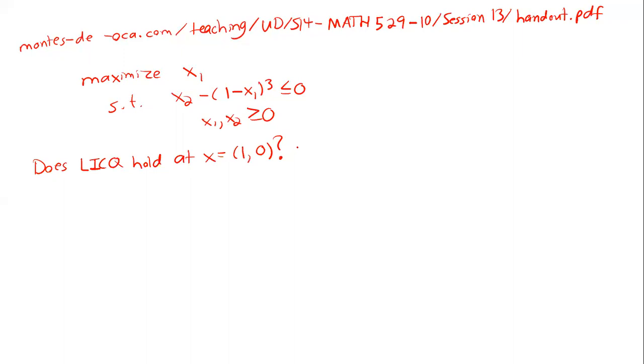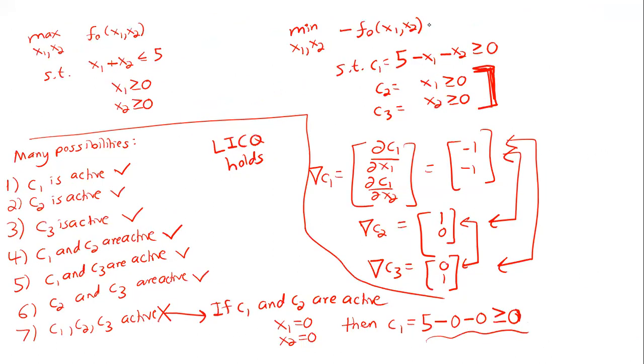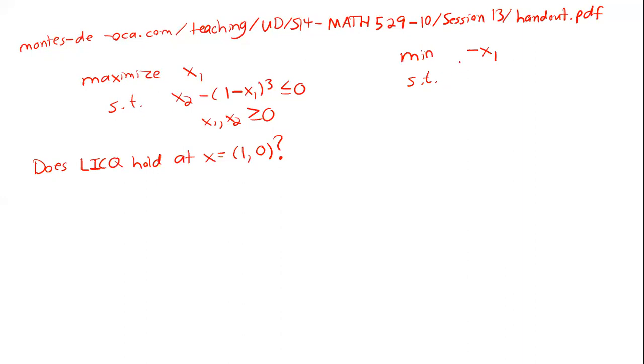The first thing you have to do to use the LICQ is put the problem in the right form. So we change this to minimize negative x1 subject to constraints in the form that the book was considering. Any inequalities should say greater than or equal to 0. So I can say 1 minus x1 cubed minus x2 is greater than or equal to 0, x1 is greater than or equal to 0, and x2 is greater than or equal to 0. And we call these C1, C2, and C3.